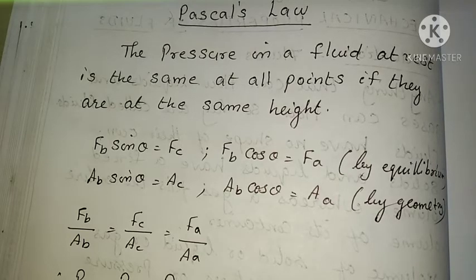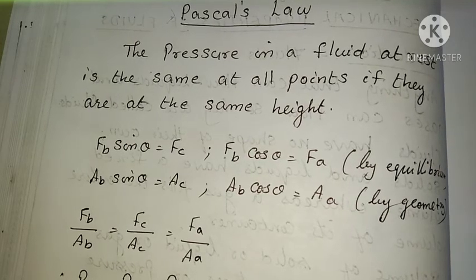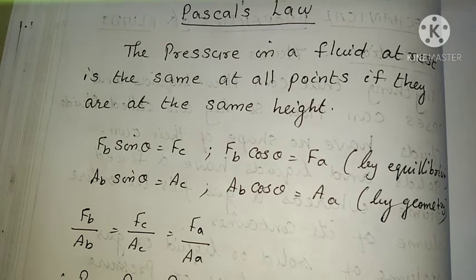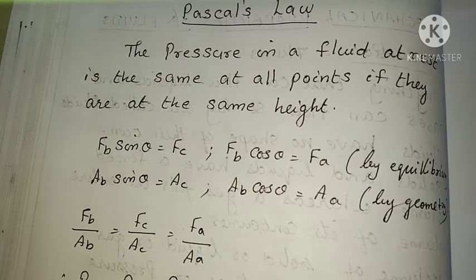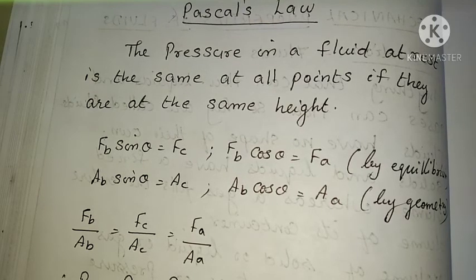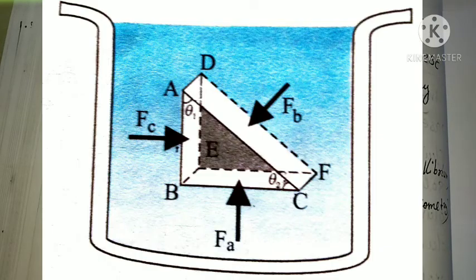Pascal's law: the pressure in a fluid at rest is the same at all points if they are at the same height. That is Pascal's law. To explain this, we can see one example. So you look at this figure.